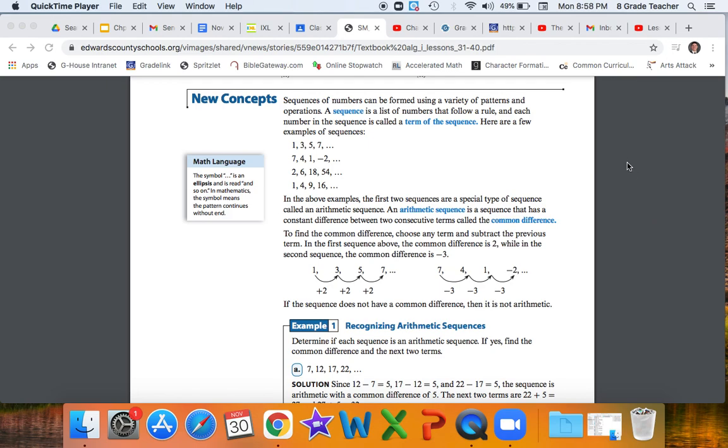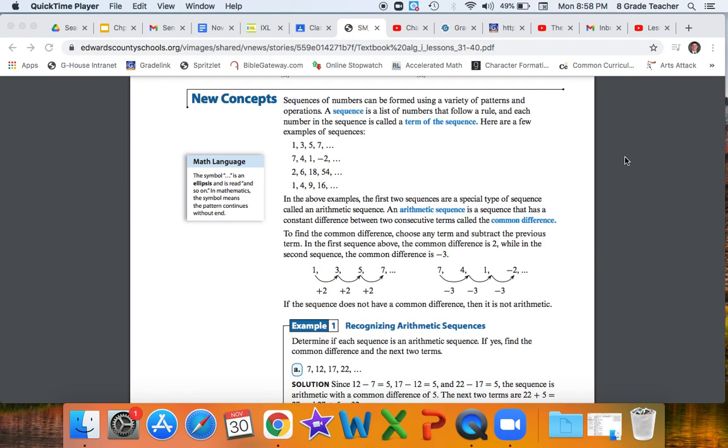Sequences of numbers can be formed using a variety of patterns and operations. A sequence is a list of numbers that follow a rule, and each number in the sequence is called a term of the sequence. Here are a few examples of a sequence. 1, 3, 5, 7. Notice it goes up by 2 each time. So each of those increases by 2 is a term of the sequence.